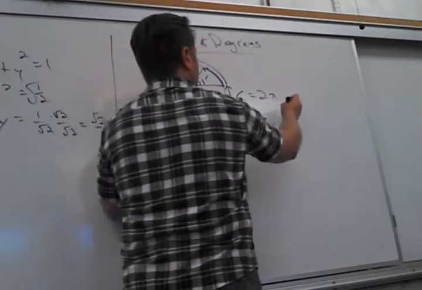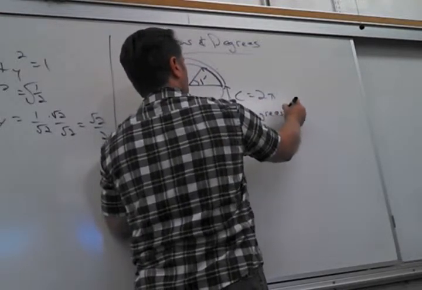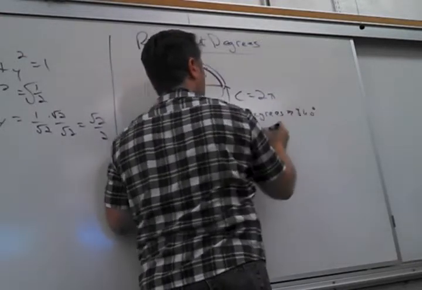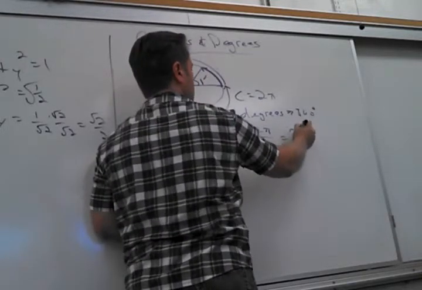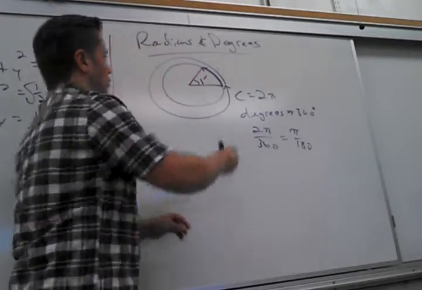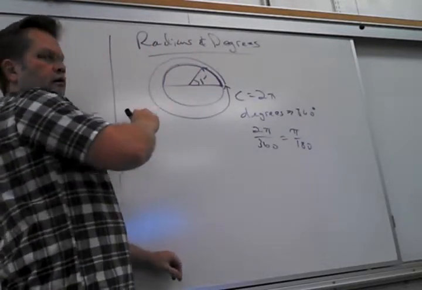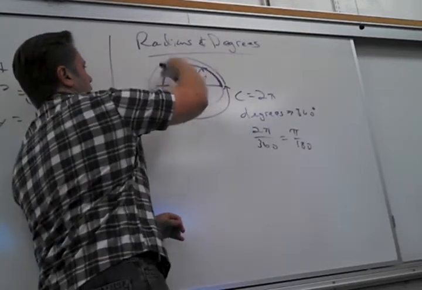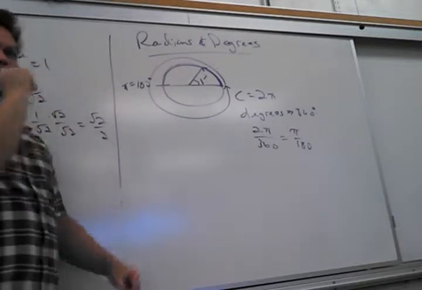Cool. And in degrees, all the way around is how much? 360. So of course, 2 pi is the same thing as 360, which reduces to pi being the same thing as 180. Which only makes sense because if I want to go 180 degrees, that is just going to be half the circumference. That'll be pi. So pi is 180 degrees.